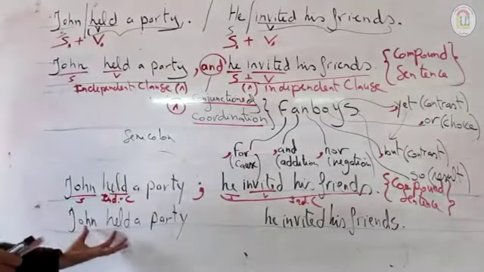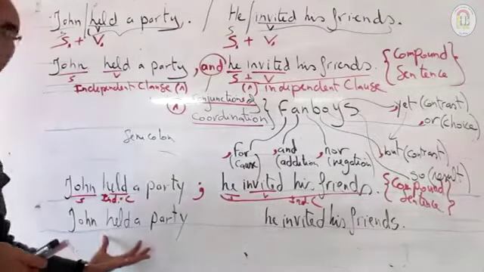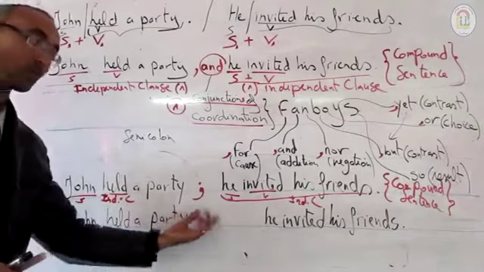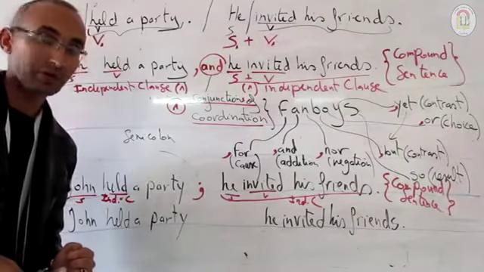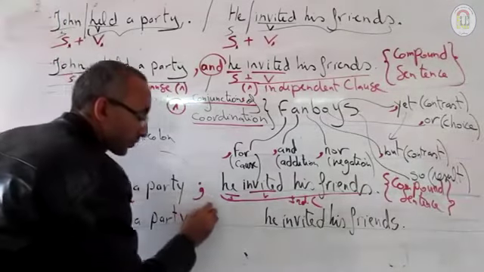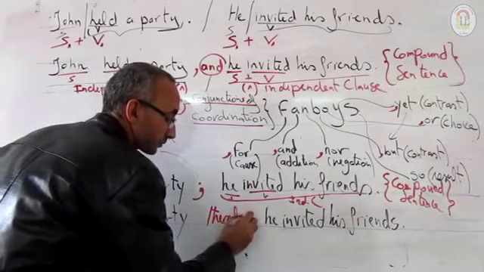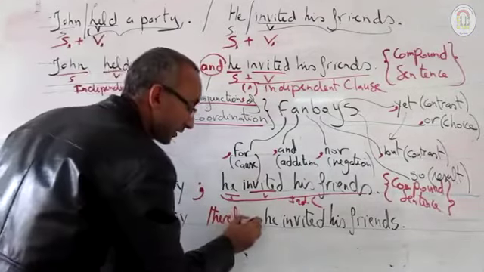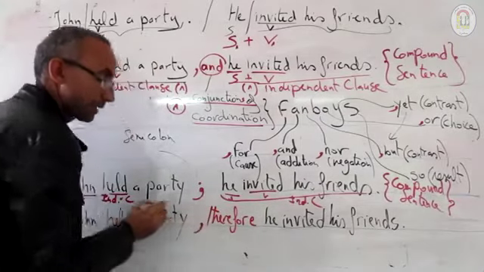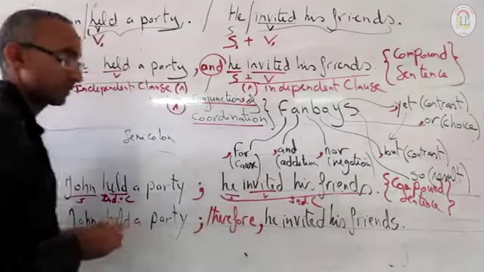Here also I have two independent clauses joined by what? Joined by a new element or link word, which is therefore. Clear? Therefore. I put for it a semicolon and after it always a comma.